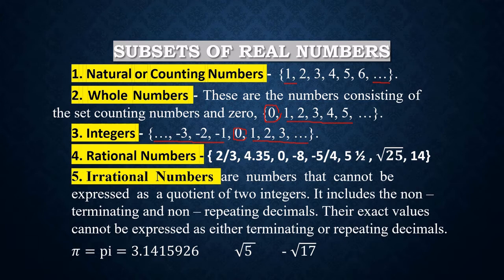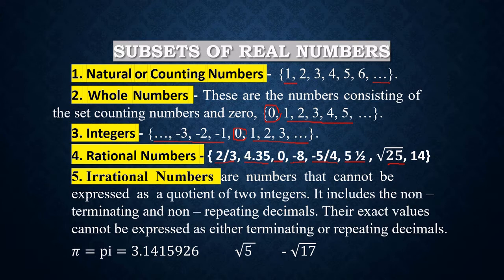Next is rational numbers. We already discussed the definition of rational numbers in our previous lesson. It is defined as numbers that can be expressed as a quotient of two integers a over b, where b is not equal to 0. For example, 2 over 3 is a fraction, 4.35 is a decimal, 0 and -8 are integers. Negative 5 over 4 is also a fraction, and 5 and 1/2 is also a fraction. Square root of 25 is a perfect square, and 14. Okay, so these are examples of rational numbers.